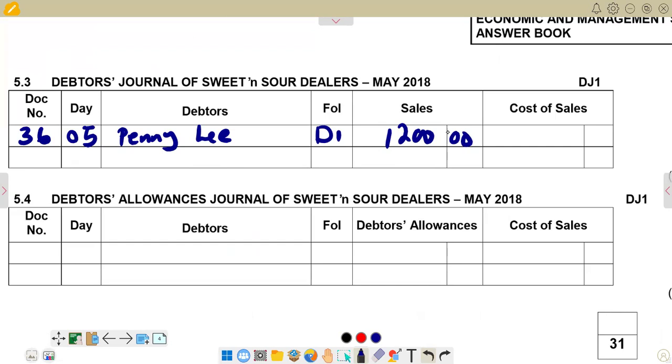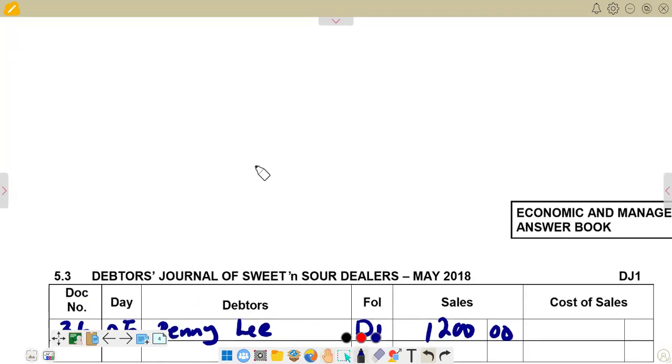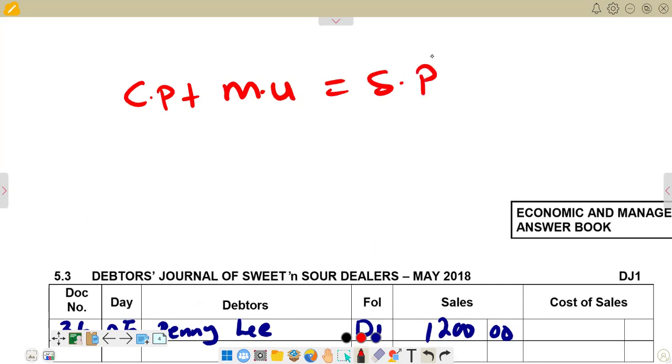And then on cost of sales, remember, we've got a formula that we have devised that we want to use, that we said cost price plus markup gives us our selling price. So this is the formula that we have, and you'd see that the cost price is always 100%. So what are we saying?